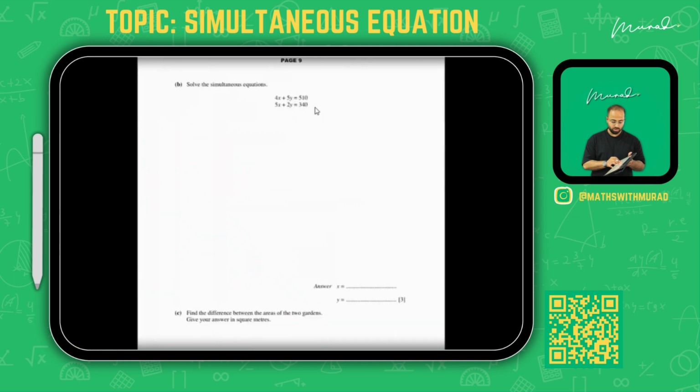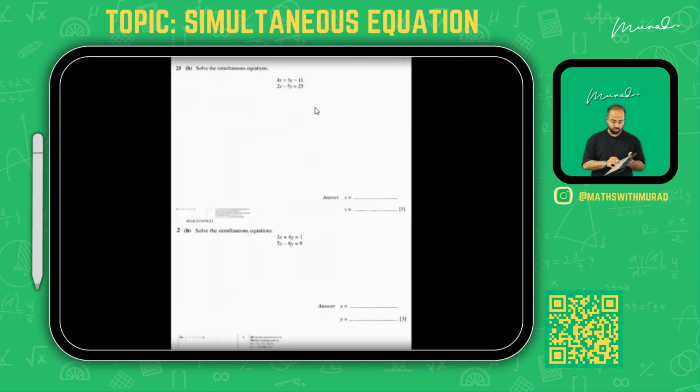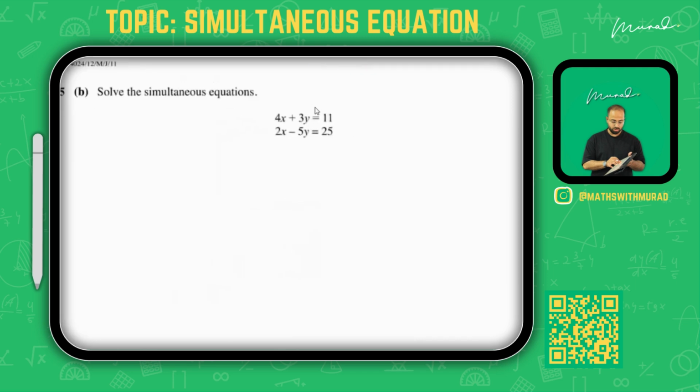So we are going to solve some examples over here. We have an example over here, 4x plus 5, 5x plus 2y. This belongs to paper 2. We are going to solve some examples from paper 1. So these are from paper 1. Okay. 4x plus 3y equals 11, and then you have 2x minus 5y equals 25. This is my equation number 1, and this is my equation number 2.